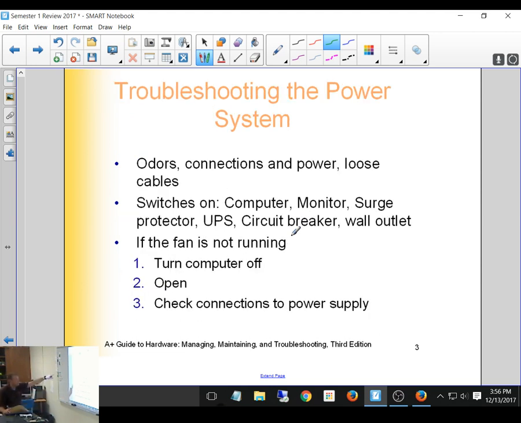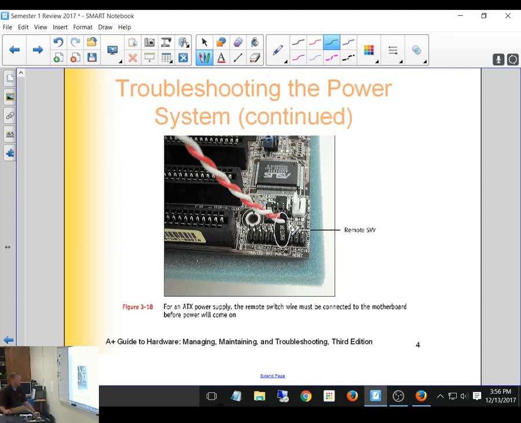So some things that we can realize in power supply though: do we have odors? Have we checked all the power? Have we checked all the connections? Have we checked all the switches? Surge protectors, UPSs, circuit breakers, wall outlet. The fan's not on, we turn the power on, we need to make sure that all the connectors are good, and we have to check that outlet and any power strips to make sure those aren't turned off as we're looking to see if it's getting power inside the case.